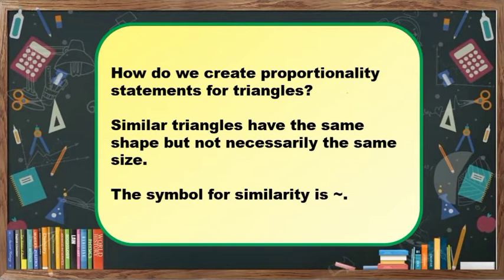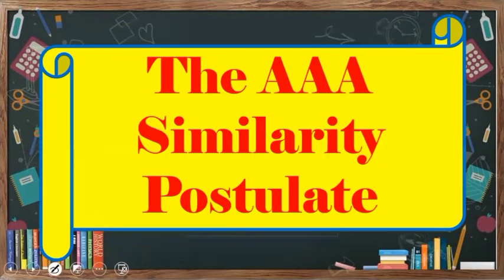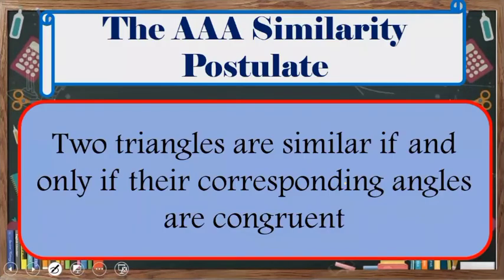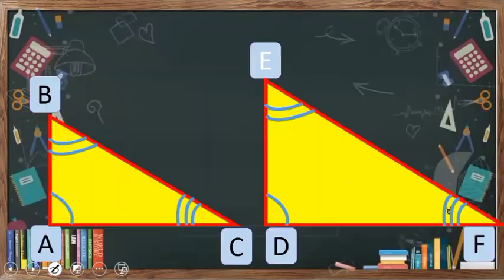Did you know that similar triangles have the same shape but not necessarily the same size? And the symbol for similarity is this one. Let's discuss first the AAA similarity postulate. The AAA similarity postulate: two triangles are similar if and only if their corresponding angles are congruent.